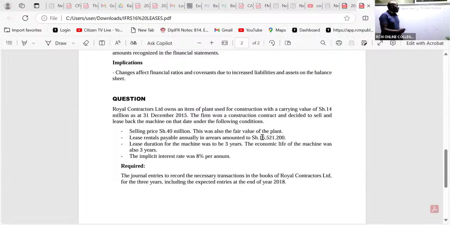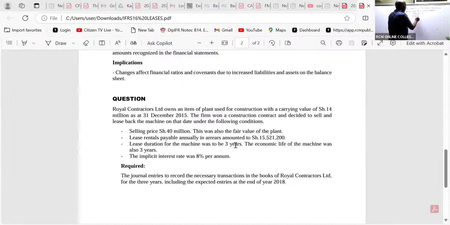So in this case here, we have the lease rental per annum. The lease rental per annum is 15,521,200. Sorry, 200. And remember, this is per annum, and this lease rental will be paid for how many years? Remember, this is supposed to be a lease for 3 years. So number of years are 3.